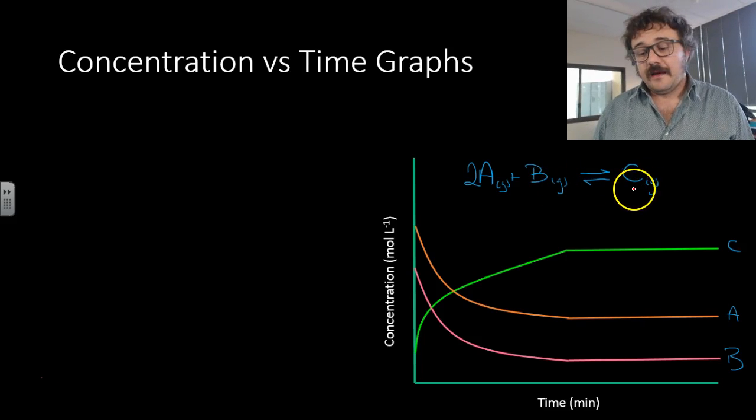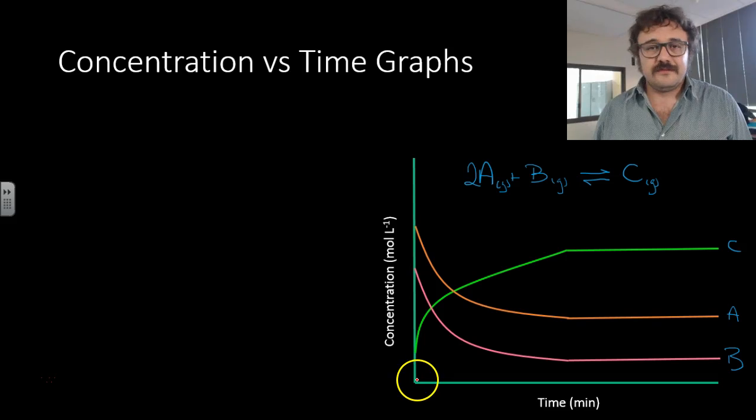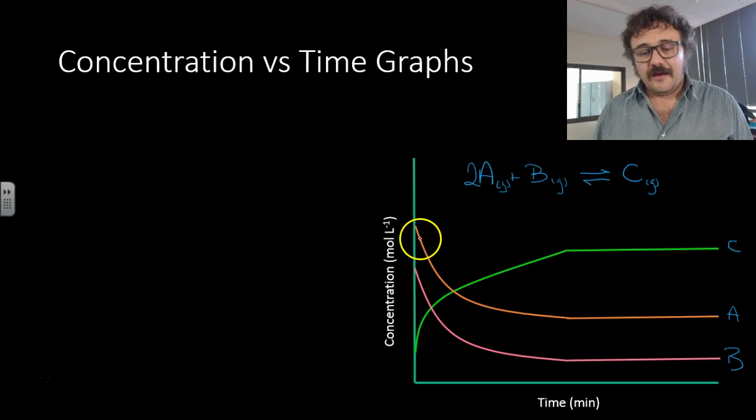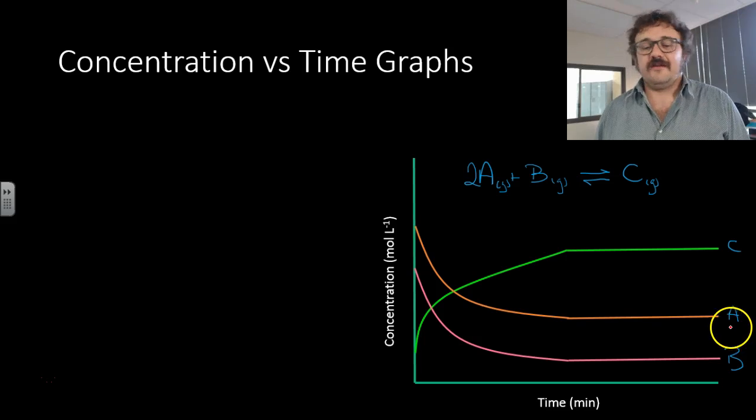Alright? Now let's have a look at a couple of things on this graph before we see. So when we start at 0 is C. And you can see that over time its concentration increases. And here we have A and B. And this graph's probably a bit out of scale. I'll explain what I mean in a second. As time goes on, you can see that their concentration decreases.